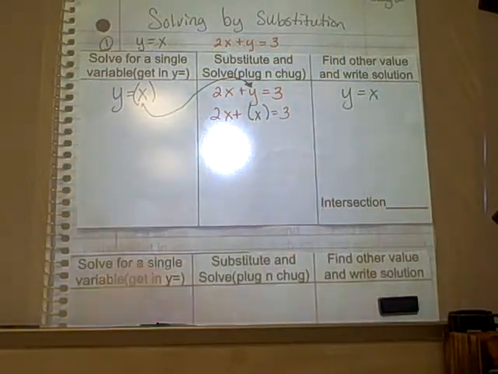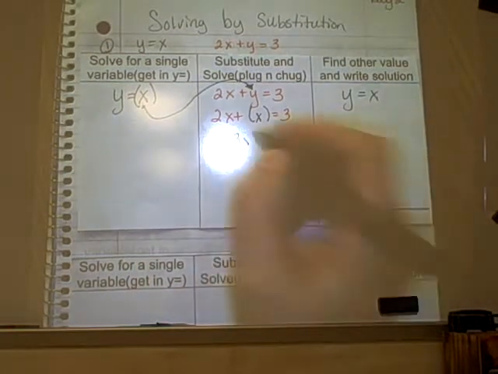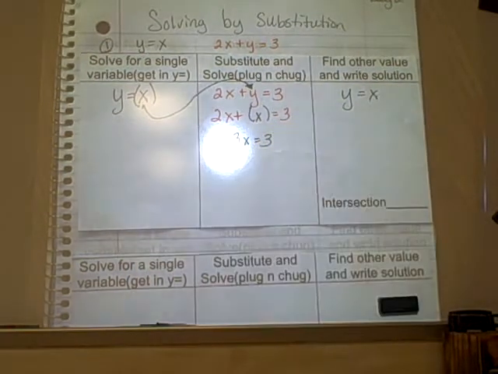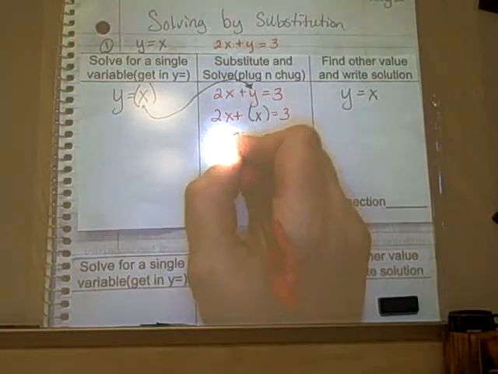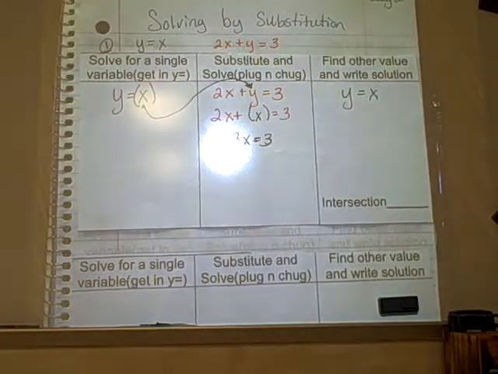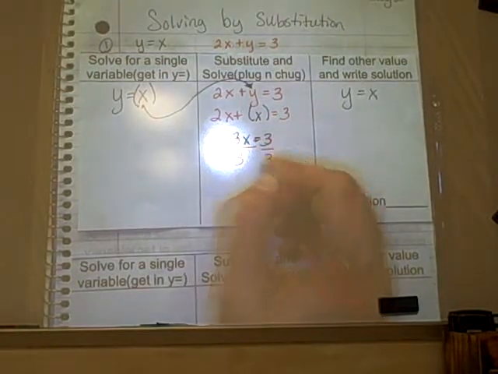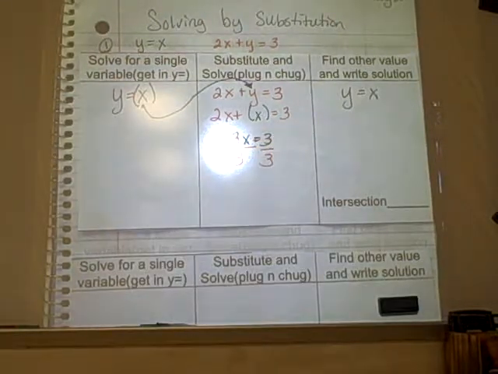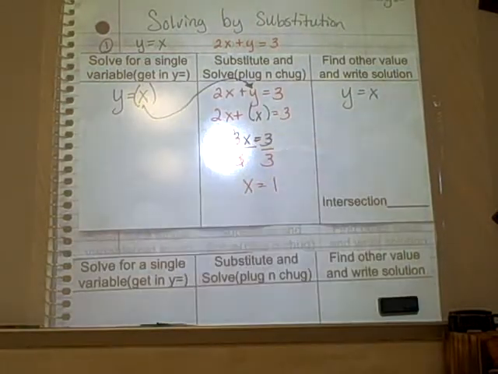What is 2x plus 1x? 3x. So here I get 3x equals 3. Oops, wrong color, it's supposed to be in red. Sorry. 3x equals 3. And how would you solve that? 3 is times, so divide by 3. This is from way back at the beginning of the year. So divide by 3. x equals 1.